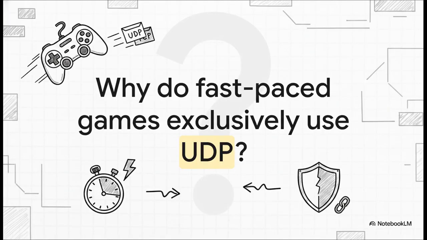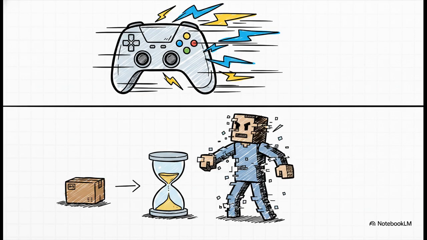Why do fast-paced online multiplayer games exclusively use UDP instead of TCP? I want you to think back to what we just talked about regarding those trade-offs between speed and reliability. Take a quick second to lock in your answer. Got it? Well, here's the breakdown.